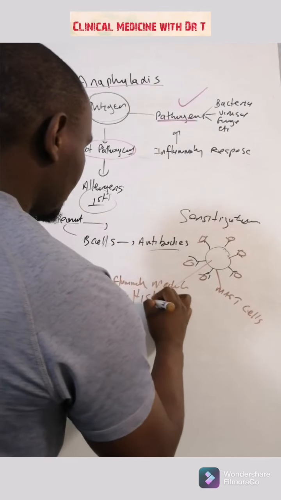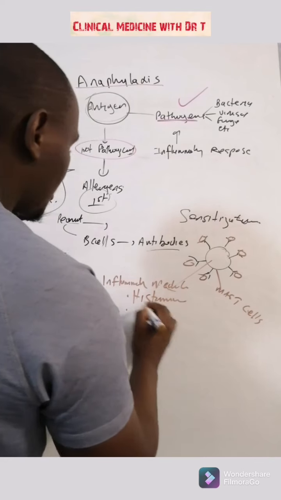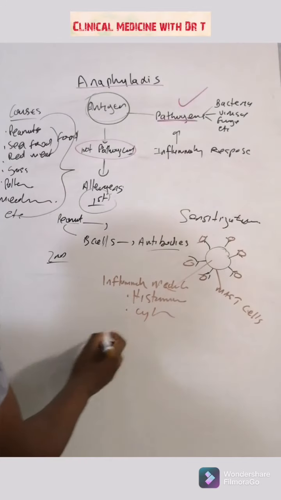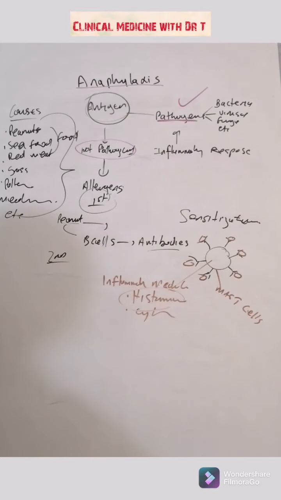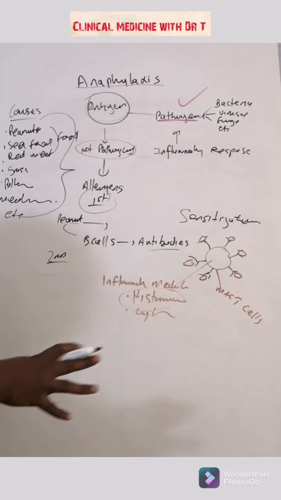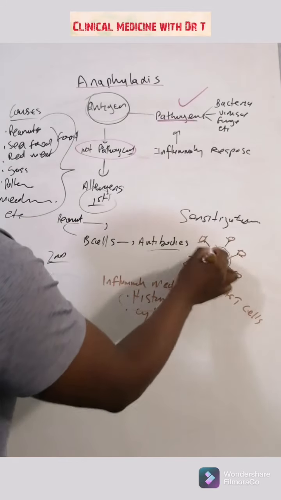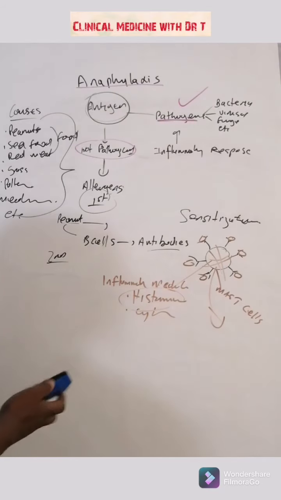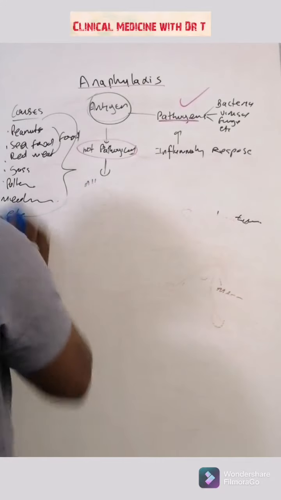And the major one here is histamine. Yes, there's other cytokines, leukotrienes, and all those things, but histamine is the main. So now we're going to talk about the effects of the histamine. So you've got million mast cells, and this is happening in all those million mast cells. Then they start degranulating, and they release huge amounts of histamine and other inflammatory mediators.